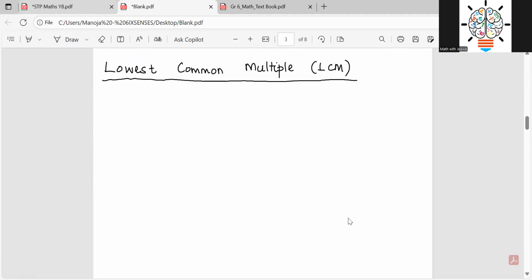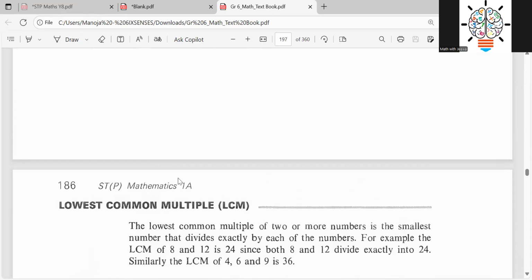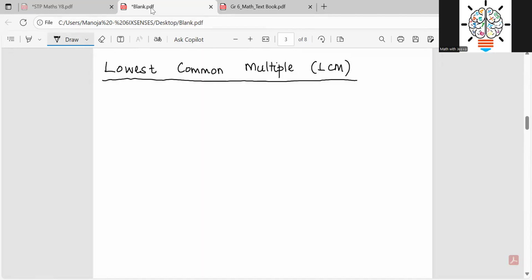Okay, children, now let's say the question you might have is the lowest common multiple of 8 and 12.